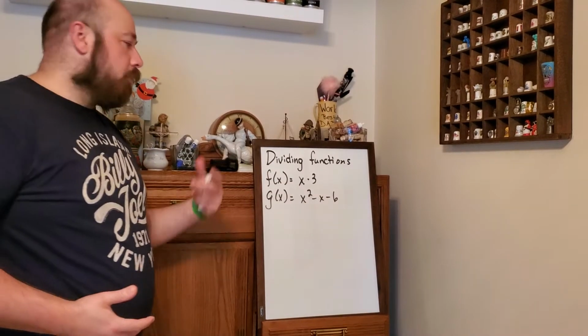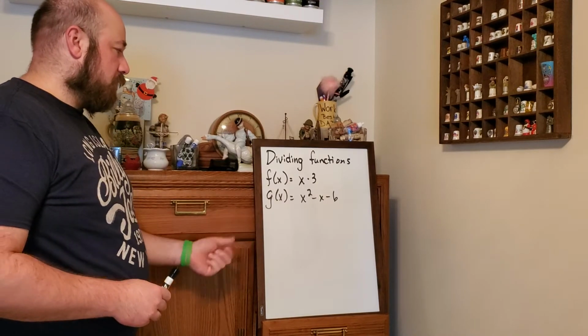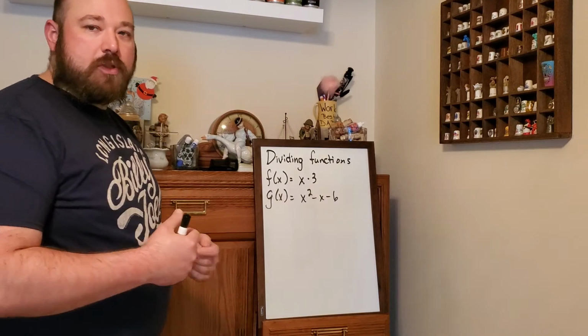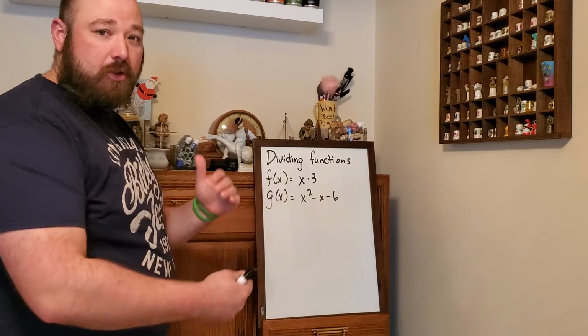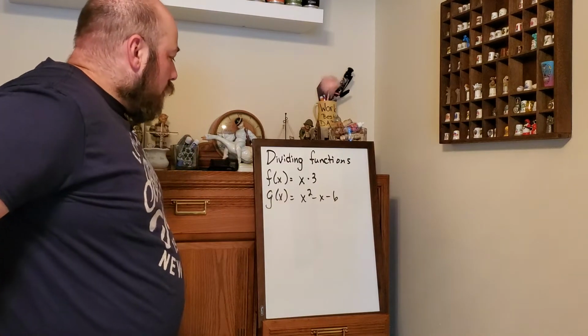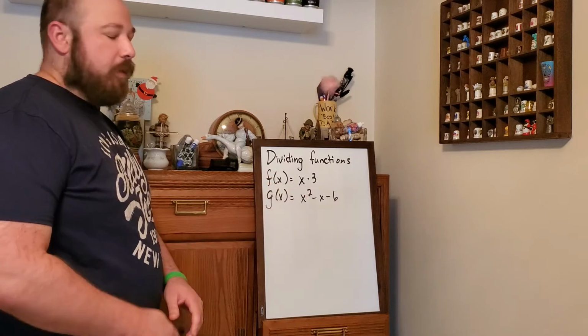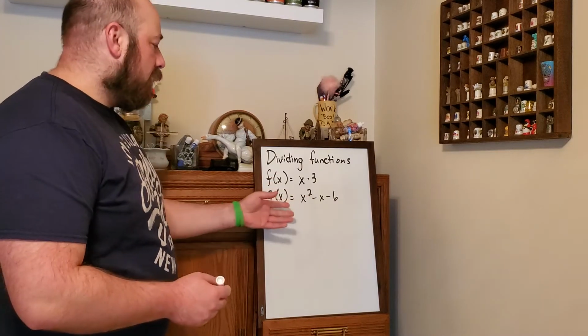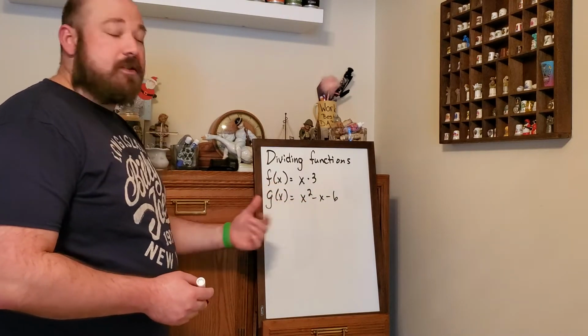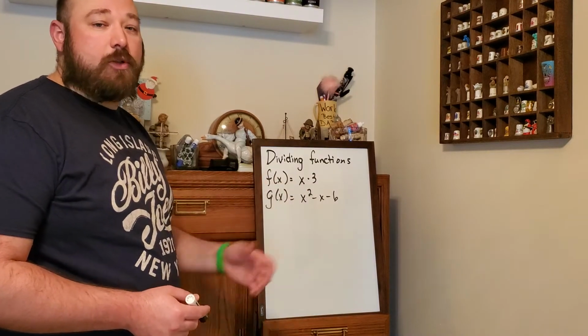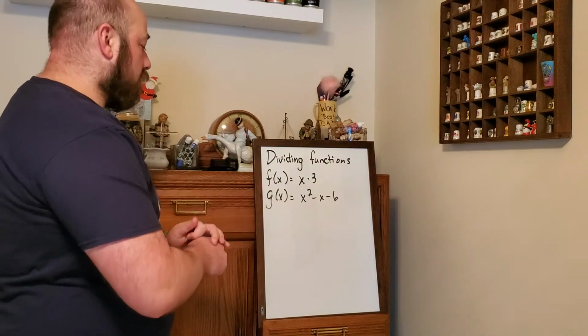All right, folks, so what we're going to be doing here is dividing functions. It's very similar to simplifying functions when we have a rational function. So we have f of x equals x minus 3 and g of x equals x squared minus x minus 6. The first thing I notice about g of x is it can be factored, and that is going to be important when we are dividing this.